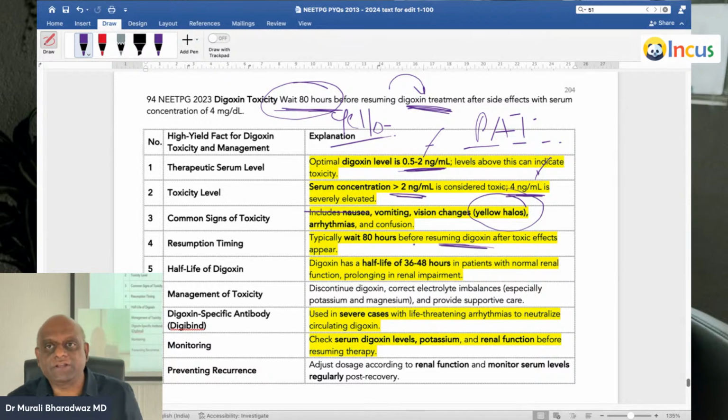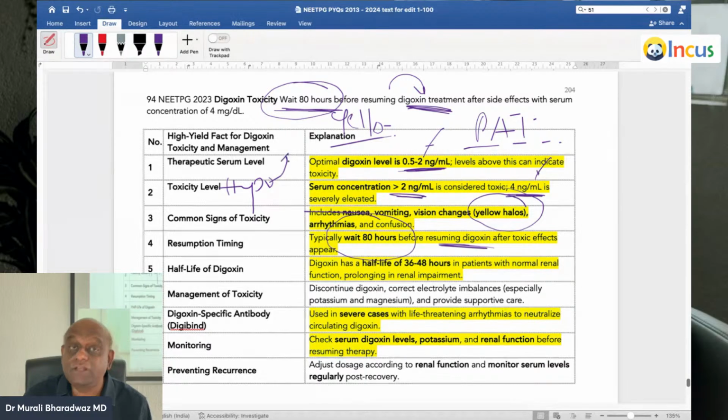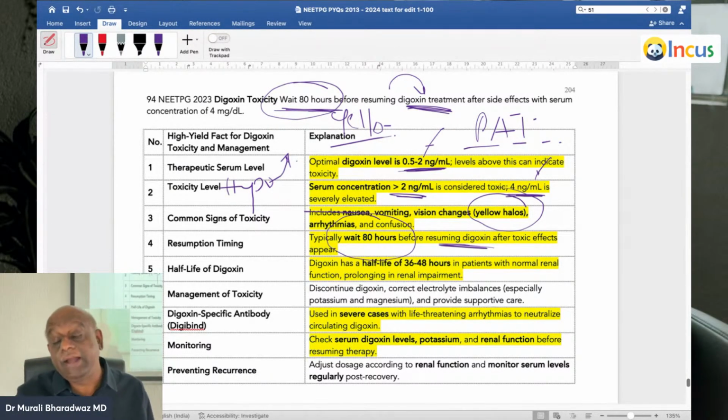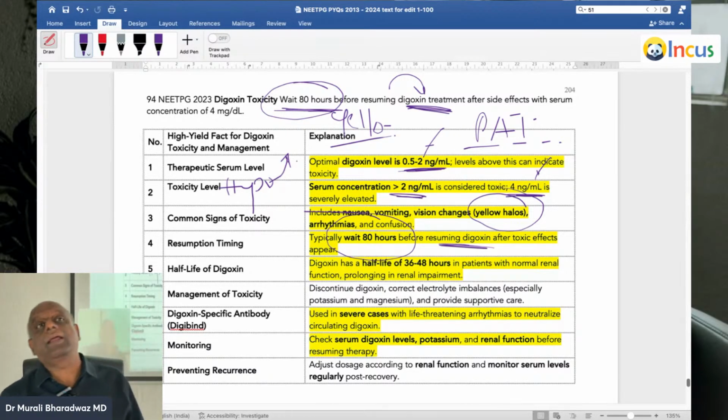So once toxic effects appear, don't give the digoxin tablet until the next 80 hours. You need to fully stop it. And how do you treat digoxin toxicity? Always remember, hypokalemia predisposes to digoxin toxicity. But digoxin toxicity leads to hyperkalemia. Hypokalemia leads to digoxin toxicity. But digoxin toxicity will cause hyperkalemia.